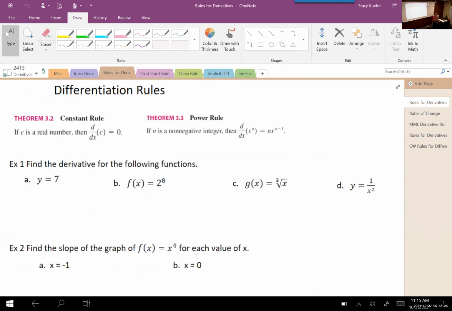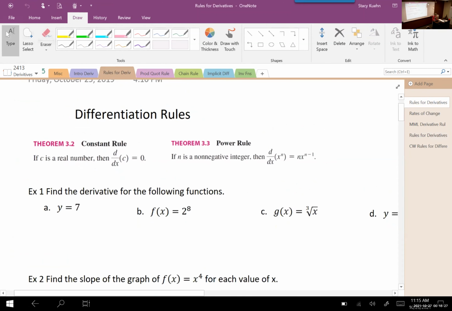Okay. So now we get into our shortcut way, because the rule that we were talking about yesterday, right? Taking the derivative using the limit method is rather labor intensive. It leads to lots of room for error.